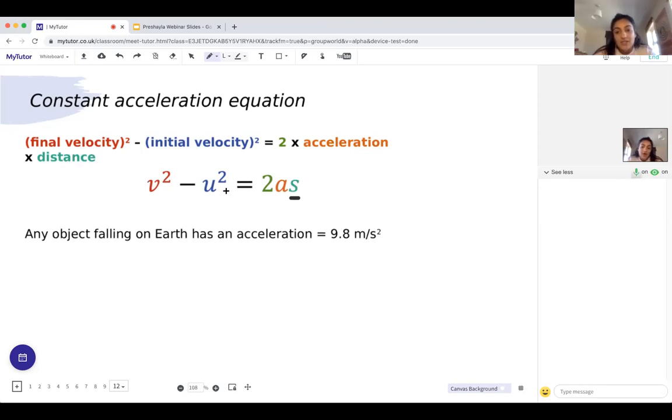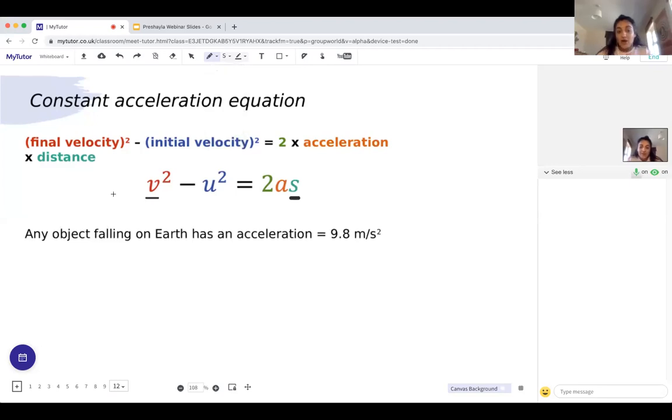Now, because it's got such a lot of terms in this equation, it can be hard to rearrange. So what I suggest for this equation is being really comfortable in how to rearrange it. You need to be able to rearrange it for V, for U, for A, and for S. And that can be complex. So we're going to rearrange it for V, just so you can see how it would be done.